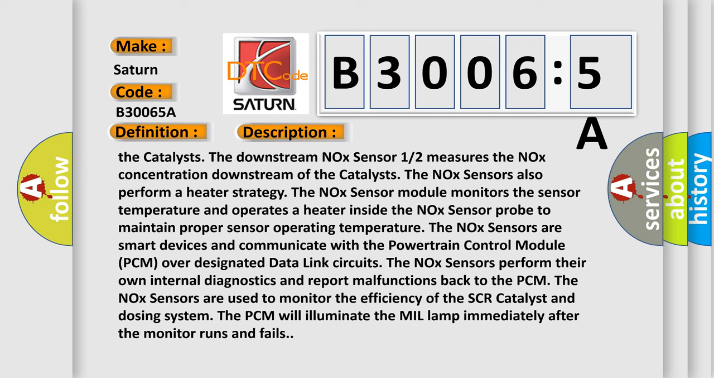This diagnostic error occurs most often in these cases: engine misfire, excessive fuel or oil introduced into the exhaust, fuel system or diesel injector faults, diesel exhaust fluid crystallization or deposits, NOx sensor 1 or 2 drifted out of range.